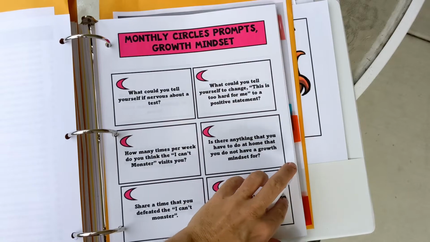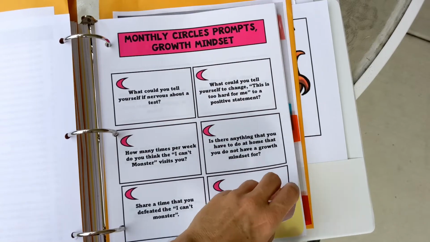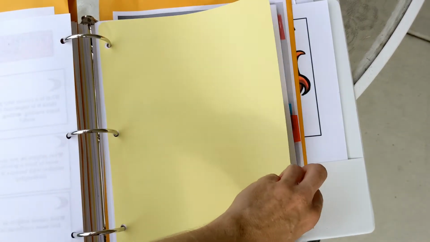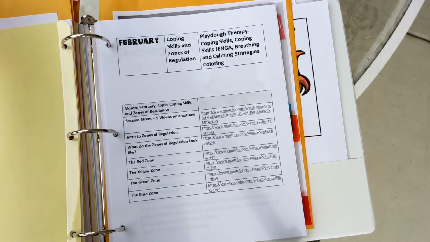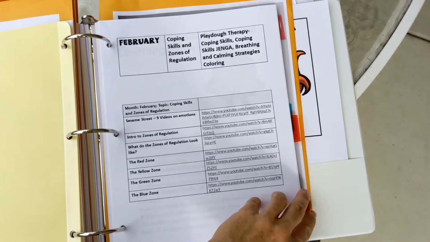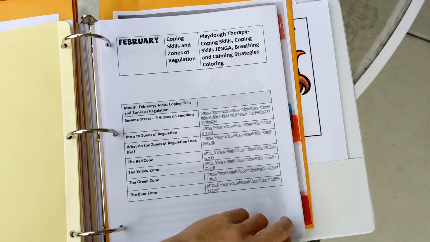And then these are the growth mindset circle prompts. I would recommend doing maybe 2 circles a week. And then you can always just do a Friday circle where you go around and ask students what was the best part of their week, if you wanted to do a 3rd circle during the week.